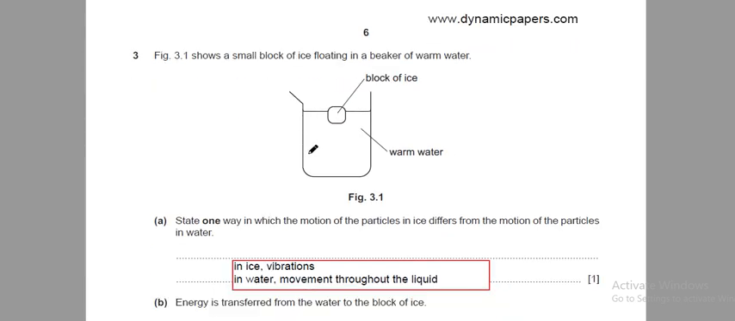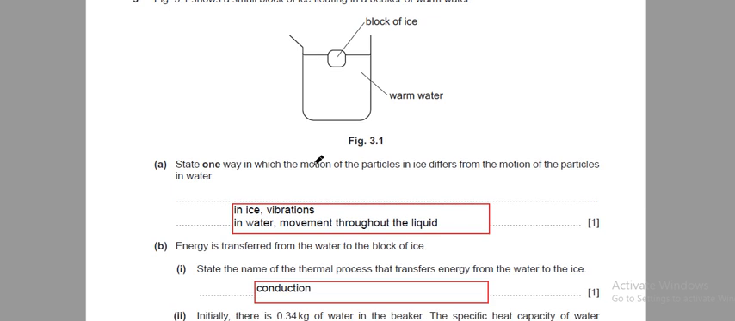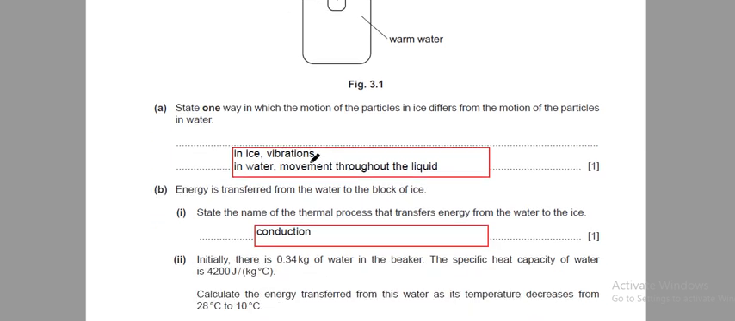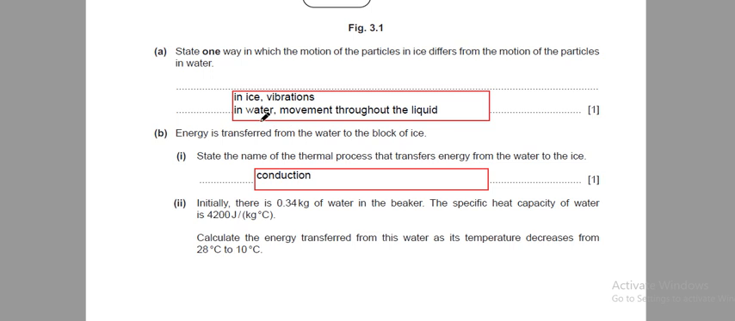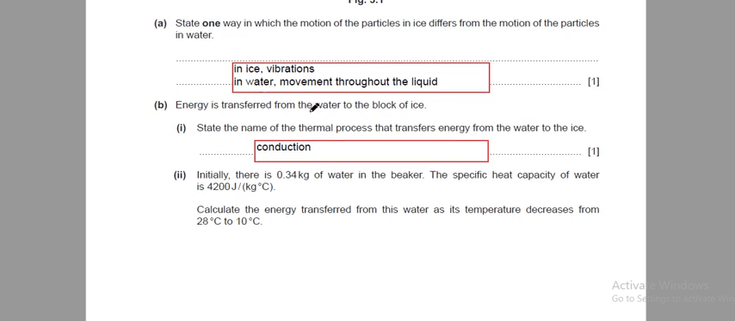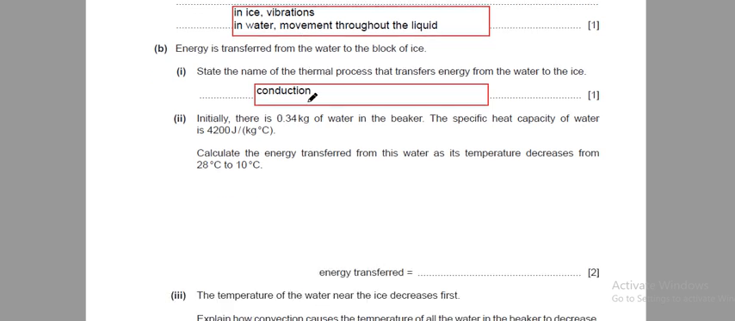The figure shows a small block of ice floating in warm water. State one way in which the motion of particles in ice differs from particles in water. In ice, this is a solid, so atoms vibrate around their positions. In water, molecules or atoms move through the whole liquid.